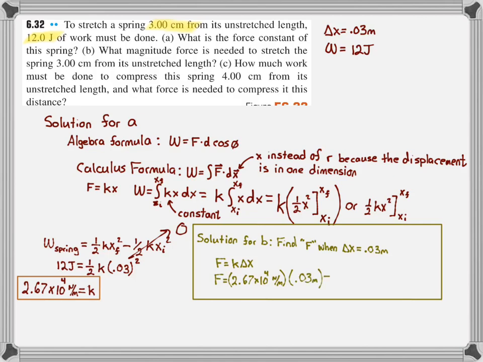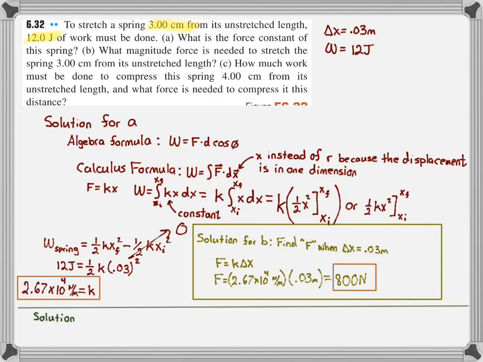And we multiply times the displacement, and the force needed to stretch it out 0.03 meters would be 800 newtons. Now, for the last part, we have a little bit of space here to write down the final answer. For part C, they want us to find the work if delta x is 0.04 meter. So how much work will be needed to stretch it out?